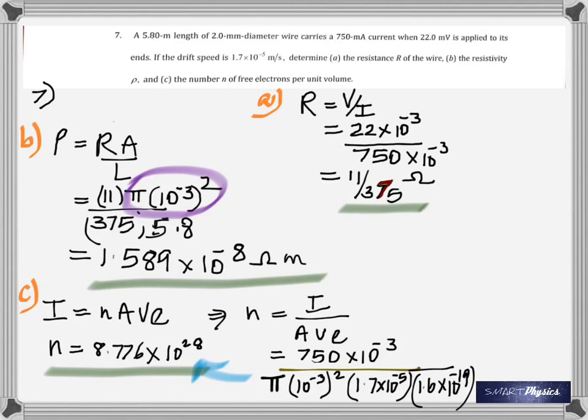To find the resistivity, we just use rho is R times A by the length and get 1.589 times 10 to the negative 8 ohm meter. You have to remember that area is pi r squared and length is 5.8 meters, and the resistance has just been transferred. Then to find the number of electrons per unit volume, which is n, make that the subject and substitute the values of current, area of cross section, drift velocity, and the charge of the electron. We would expect to get a high number, of about the order of 10 to the power 28, as we see. So that's how we do that problem.